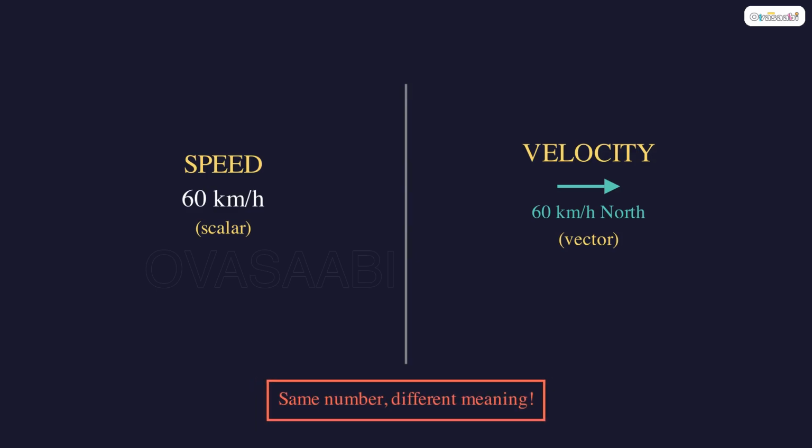Students often confuse speed and velocity. Speed is scalar, velocity is vector. Same number, but velocity needs a direction.